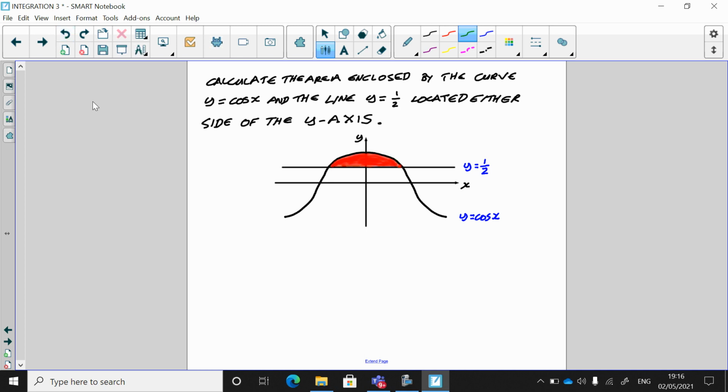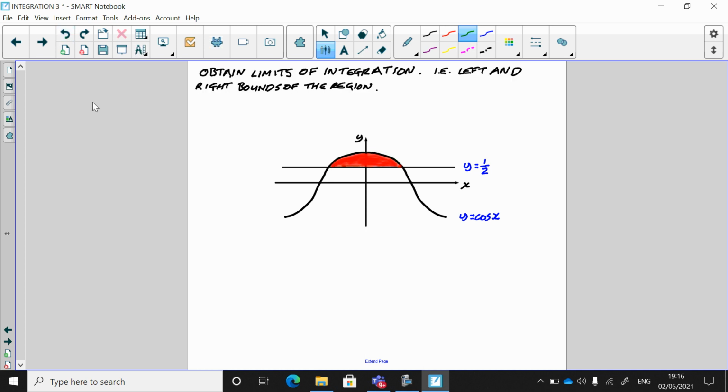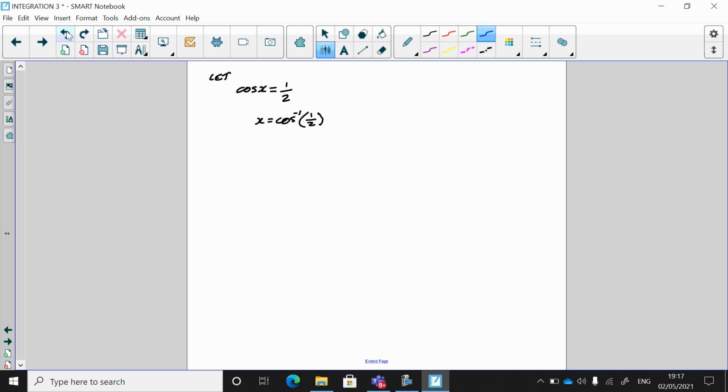Okay, so let's go for it. Let's get the extreme point left and extreme point right, the limits of integration. We're coming down from the diagram to the x-axis here, so those are the values of x I'm looking for. So I'm going to make a half equal to cos x: y equals a half equals cos x. I'm going to solve this, and to get rid of cos, I get inverse cos of a half.